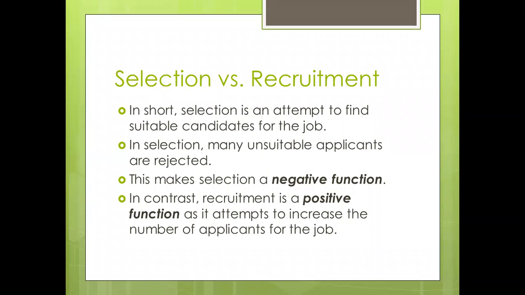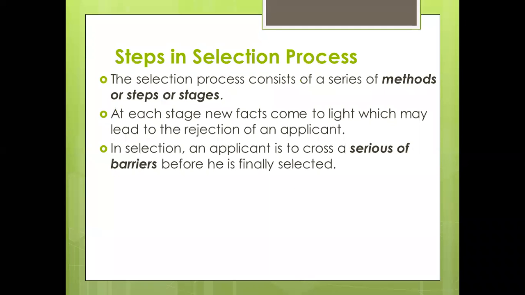There is a difference between selection and recruitment. Selection is an attempt to find suitable candidates for the job. In selection, many unsuitable applications are rejected. This makes selection a negative function. In contrast to this, recruitment is a positive function because it attempts to increase the number of applicants for the job. What are the steps in selection process?